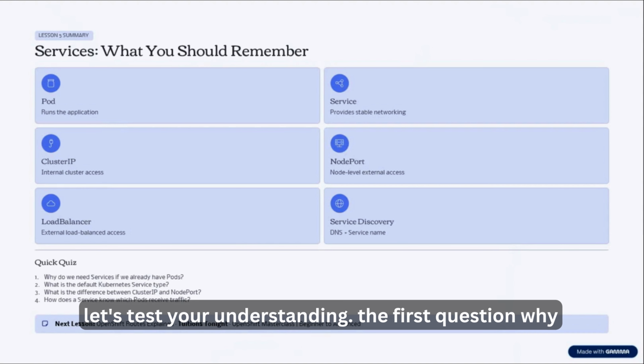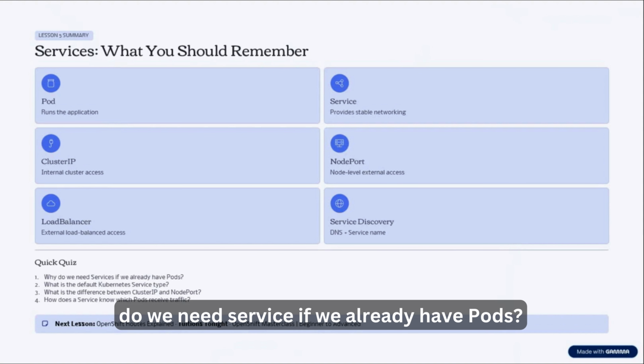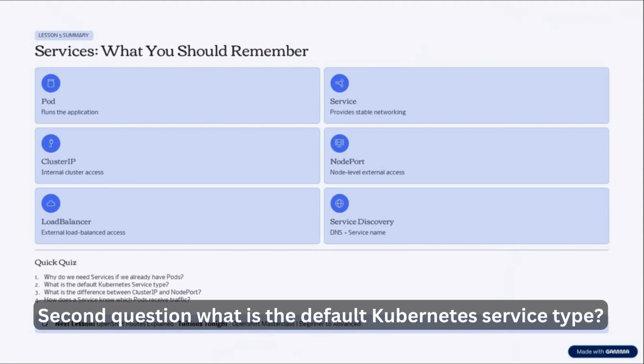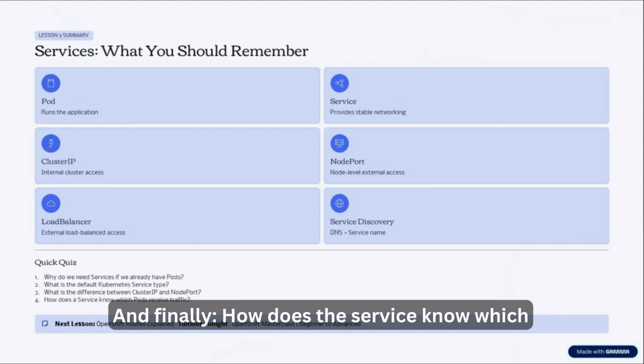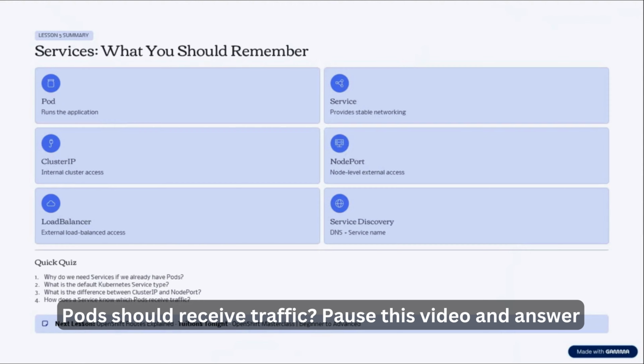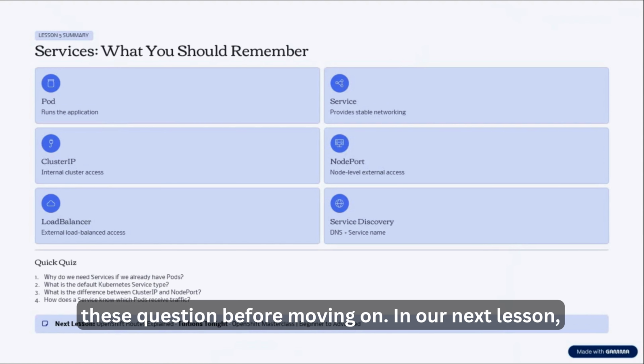Now let's test your understanding. The first question: why do we need a service if we already have pods? The second question: what is the default Kubernetes service type? Third question: what is the difference between ClusterIP and NodePort? And finally, how does a service know which port should receive traffic? Pause this video and answer these questions before moving on.